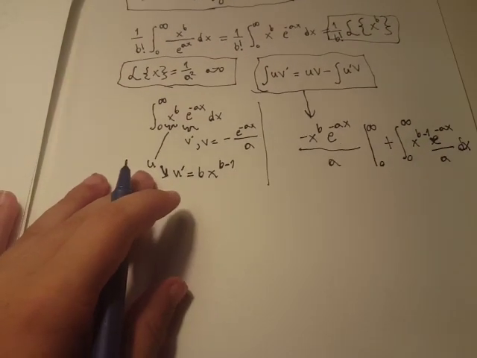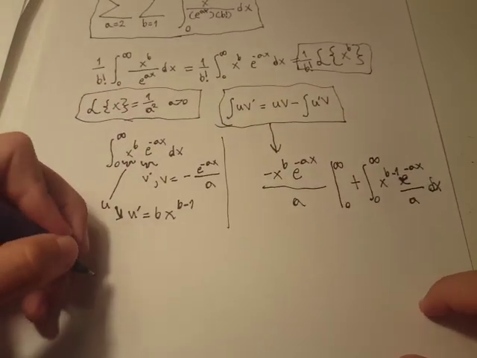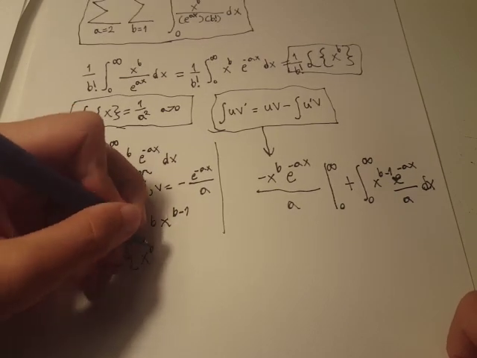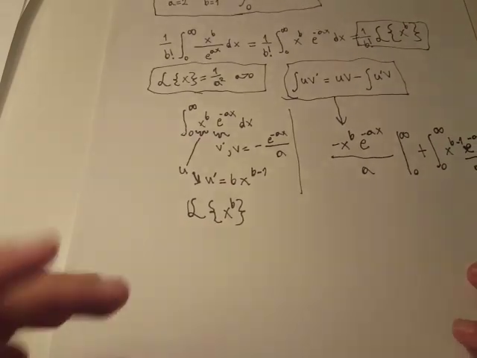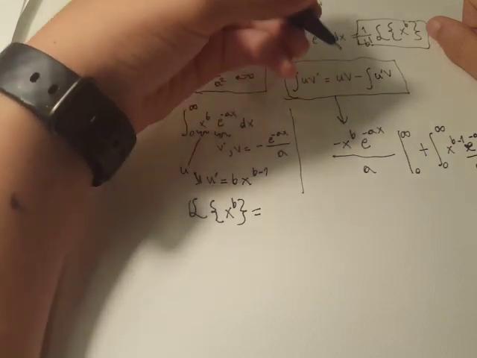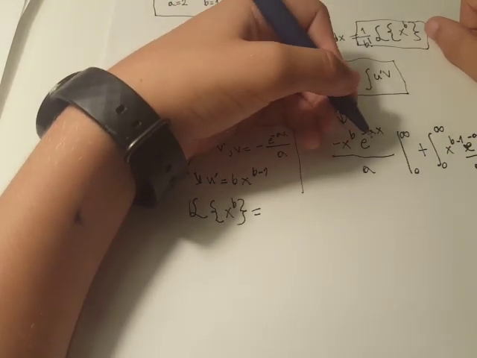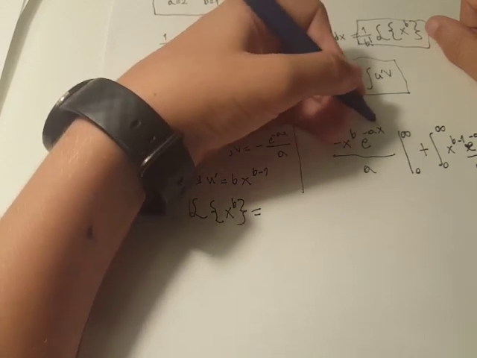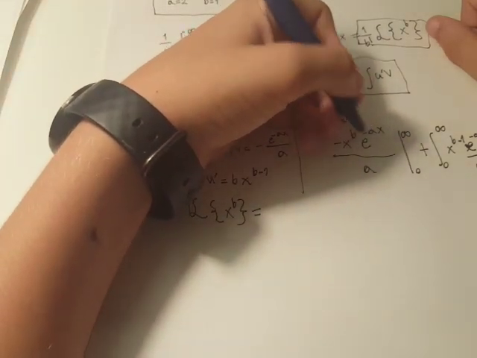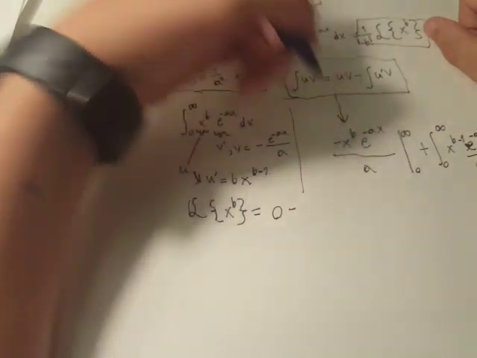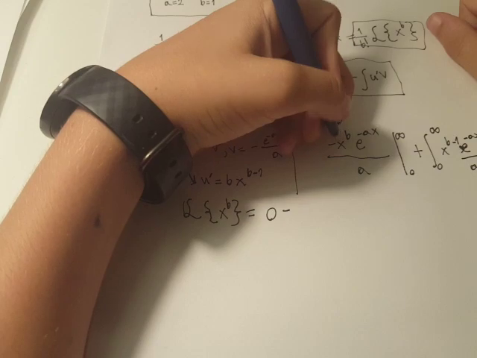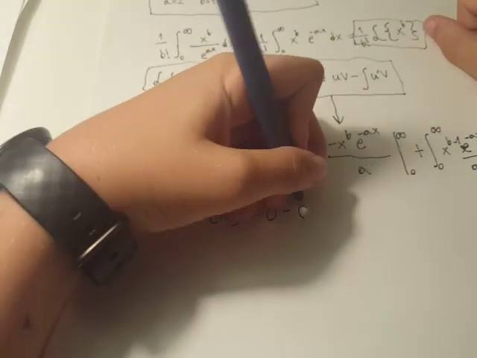Now, let's do this. So, the Laplace transform of x to the b will then be this, and if you plug in infinity here, you might think this increases a lot, but this increases faster. This power increases faster than this because the power is multiplied by a and a is bigger than 0. So this term becomes 0, so the whole thing is 0. Then minus this with 0: if you put 0 here, it's just 0, so the whole thing is again 0.